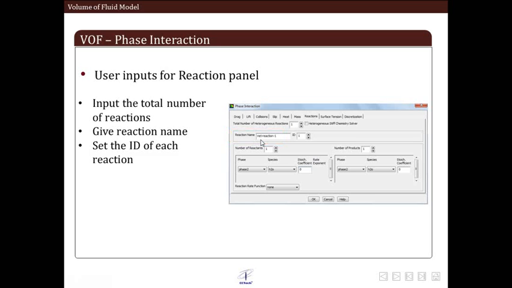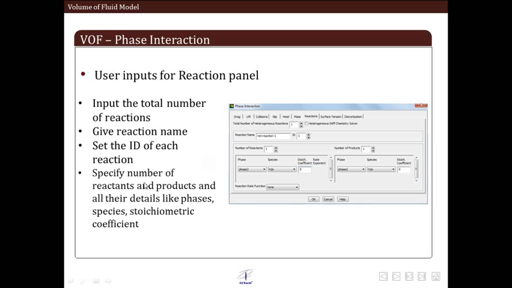After this, we give the ID for reaction, that is here. This way, we can change the reactions. If we click on this ID, that particular reaction details will appear. This is to identify the reaction that we are editing. Then we specify number of reactants and number of products and all the details associated with that chemical reactions like phases, species that are participating, chemical species, stoichiometric coefficients, etc. All these details related to chemical reactions can be found here.